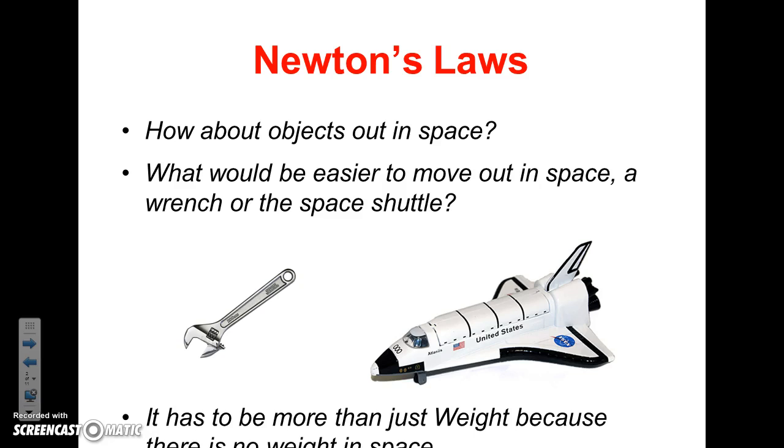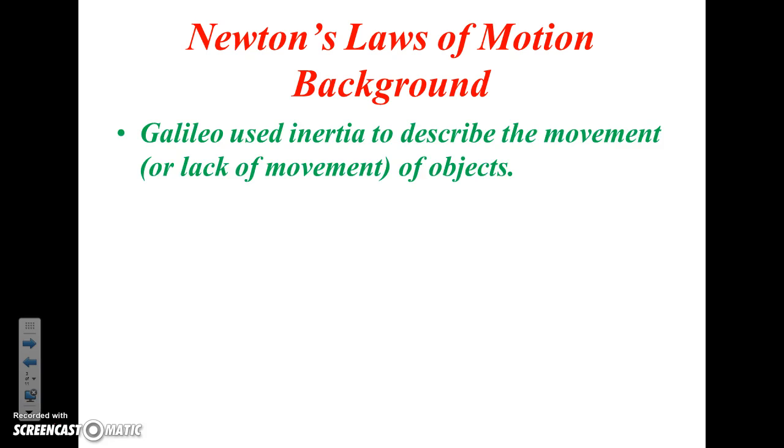And the answer is that it's the wrench. Not because it weighs more, because out in space, neither one of them has any weight. The reason why it's easier to move the wrench is because it has less inertia, less mass.